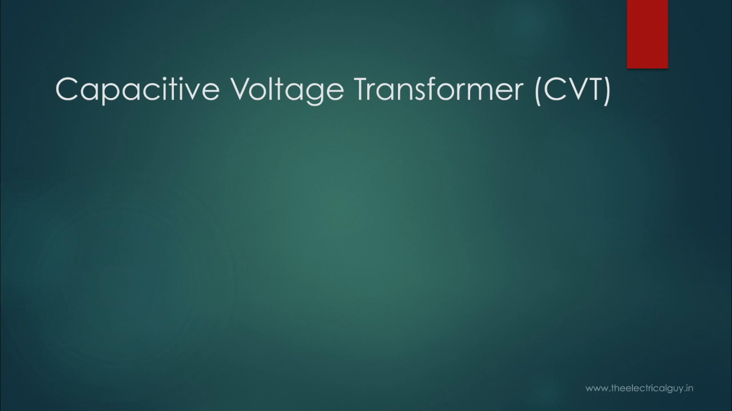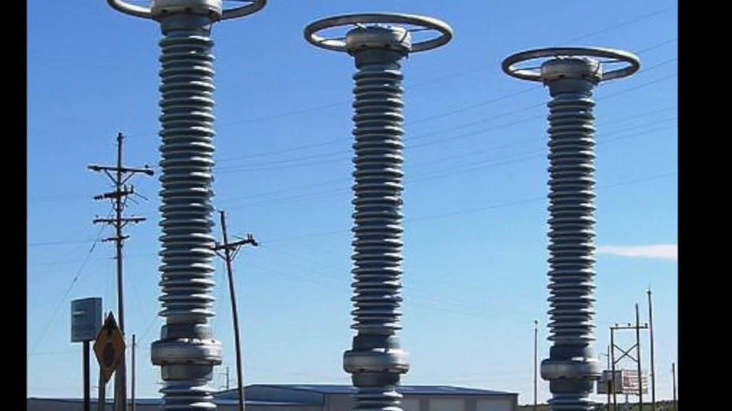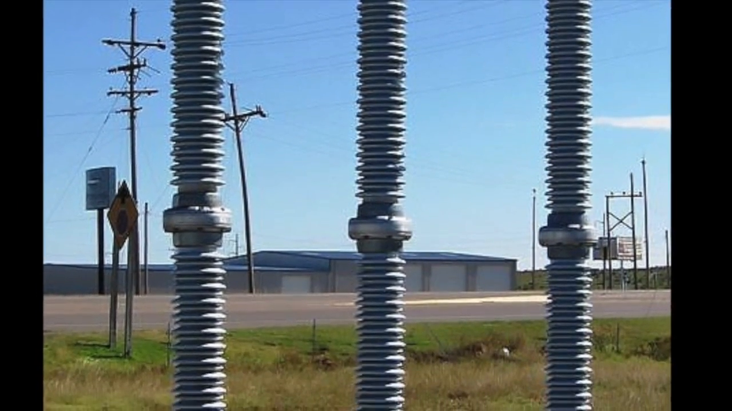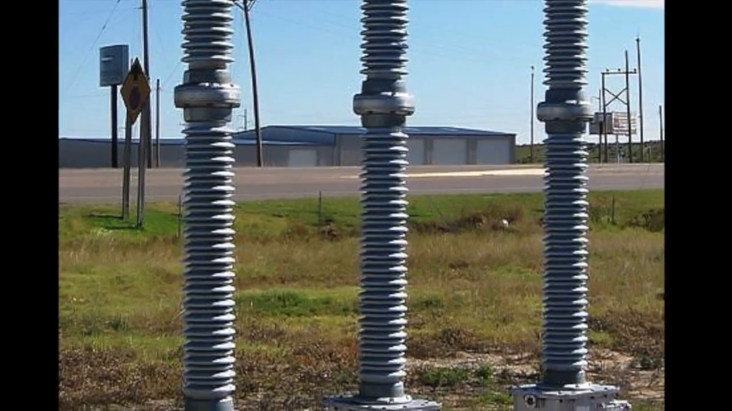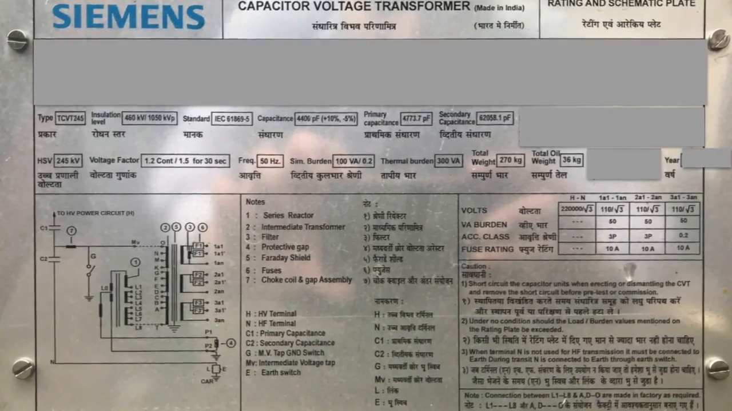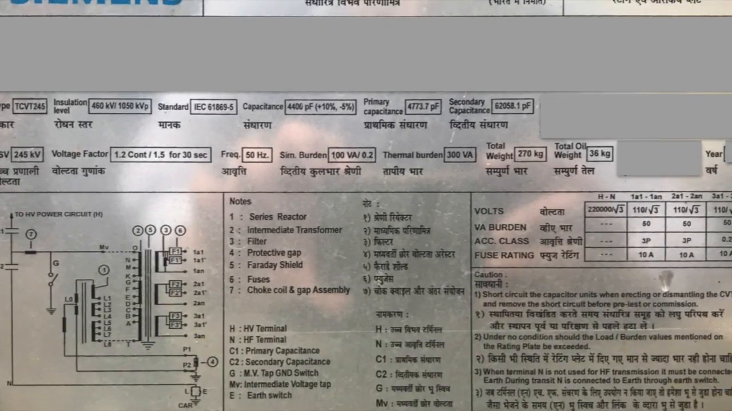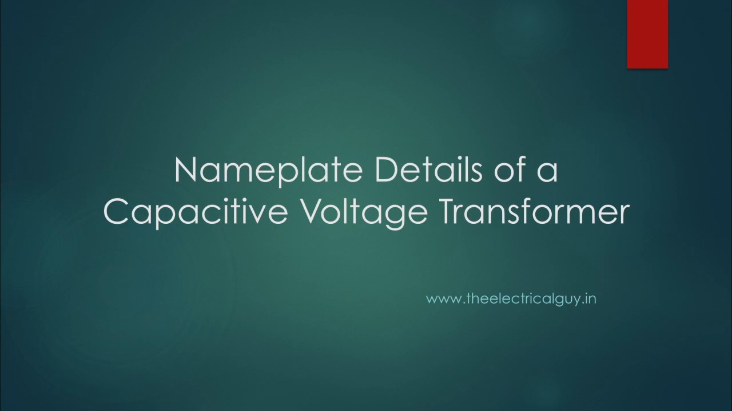Capacitive voltage transformer is mainly used for measurement of voltage and for protection purpose. It is also used for power line communication between different substations. In this video, we are going to have details of the parameters which are mentioned on a nameplate of a capacitive voltage transformer. So to get this detail, you need to watch the video.